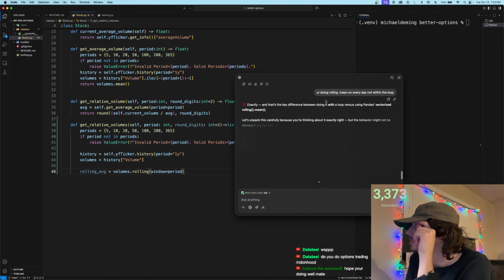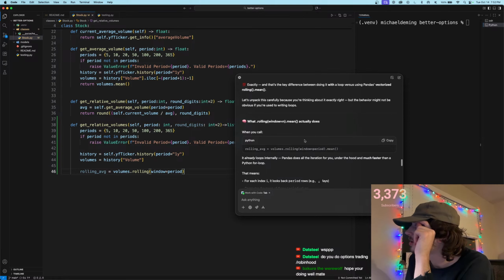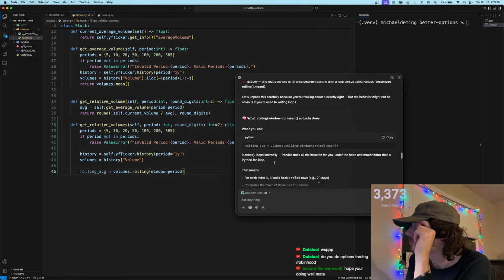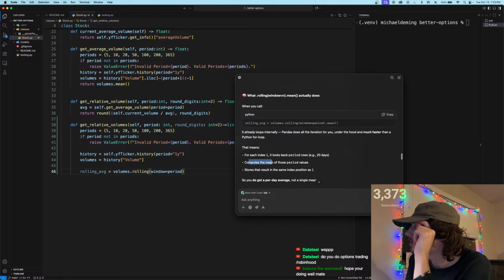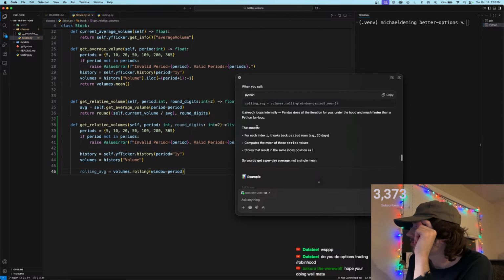That's the key between looping and pandas vectors rolling down mean. Let's unpack this carefully because you're thinking about it right, but the behavior might not be obvious. When you call this, it already loops internally. Pandas does the iteration for you under the hood much faster than calling a for loop. For each index I, it looks back periods of rows 20 days. Computes the mean for those period values. Stores that result in the same position as I. So you get a per day average, not a single mean.